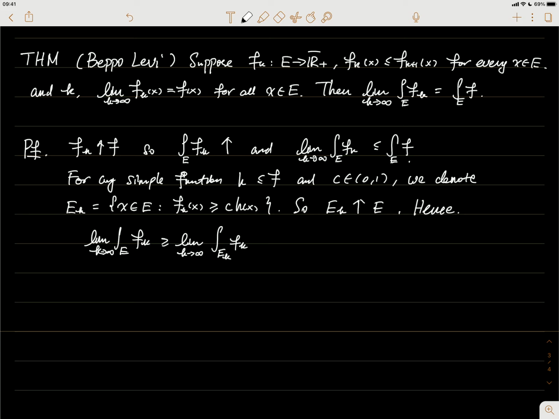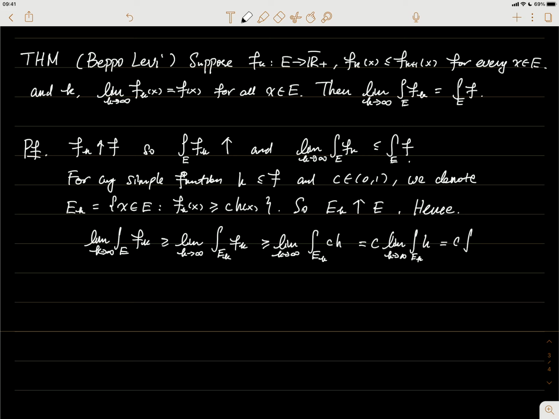And over this set ek, I know this function fk is bigger than or equal to c times h. So this is bigger than or equal to the limit of the integral over ek of c times h. Right? And c is a constant, so I can move it outside. So it will be just c times the limit of the integral of h, as k goes to infinity. Right? And we know that this is going to be greater than or equal to c times the integral, this is the ek, sorry.